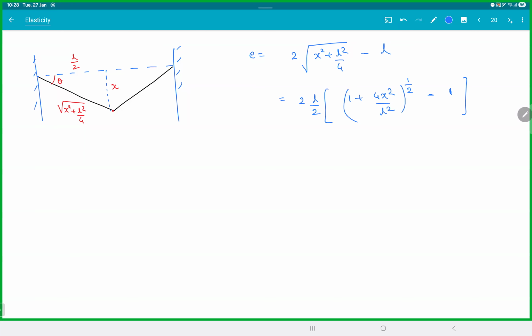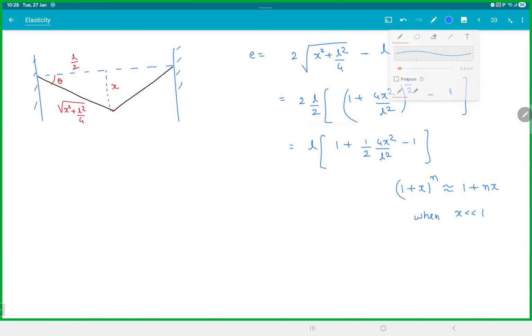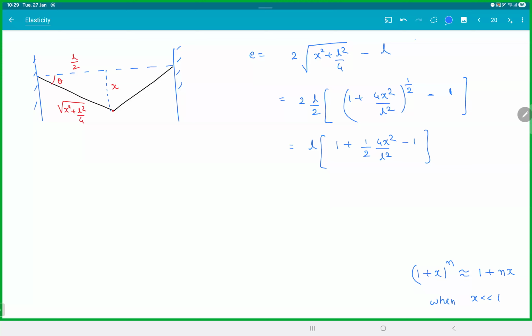I can use binomial approximation. Hope you guys remember binomial approximation. 1 plus x whole power n can be approximated to 1 plus nx. You can do this only when x is much less than 1. Here x is much less than L, so that x by L is very small. This will be L times 1 plus half into 4x square by L square, minus 1. 1 1 goes off and you end up with 2x square by L. This is your elongation.